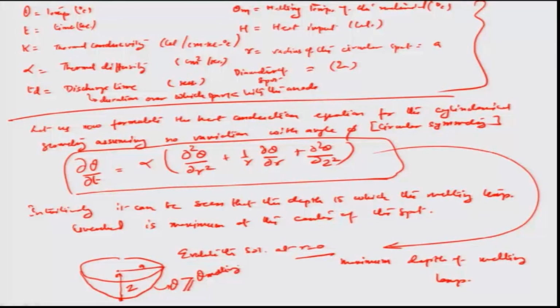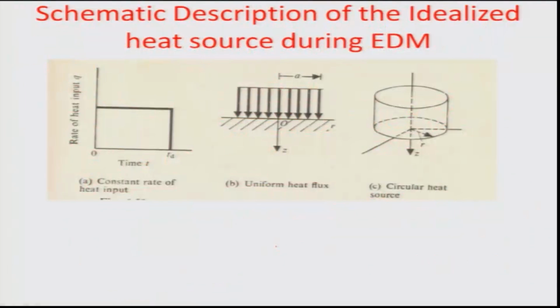So this z, formulated on the basis of this theta equal to theta melting boundary, is obviously going to be maximum corresponding to r equal to 0, and it is going to be 0 at r equal to a. Let us now evaluate the equation at r equal to 0 with certain boundary conditions. We have 3 different boundary conditions we will be using in this case: one is the constant rate heat input, one is the uniform heat flux, and another is the circular heat source.